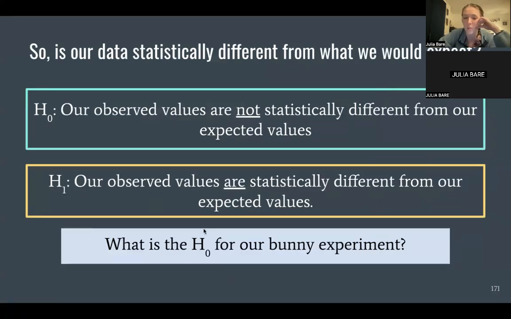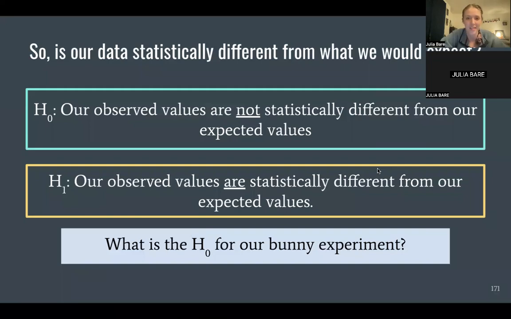So I want you to try to come up with a null hypothesis for the bunny experiment. Try to come up with one on your own. And remember, the key to a null hypothesis is that there is no statistically significant difference. That's your key phrase: no statistically significant difference.